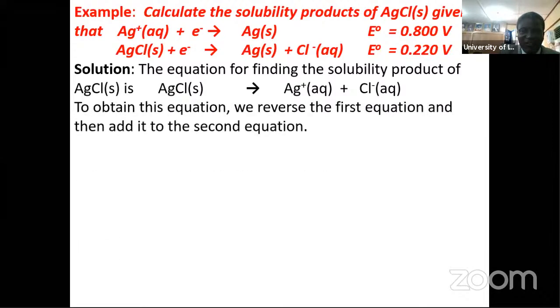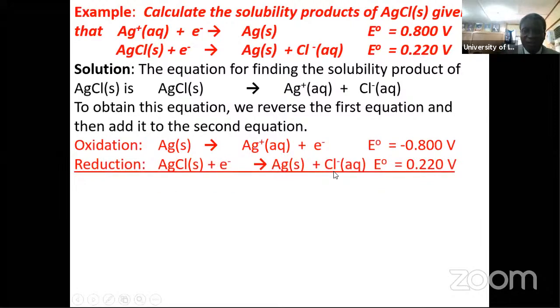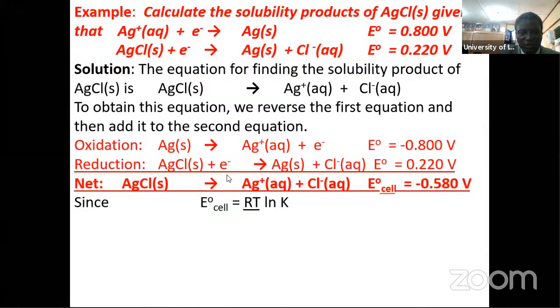If you want to reverse that first equation, that means your Ag solid will be going to Ag plus, and that means this value is going to be negative of what you have here initially. I hope you can see it. So this is going to be negative, and then you bring down the other equation. After bringing this down, you can now find the net equation. If you look at the net equation now, your silver plus here will cancel the silver plus, and your silver solid here will cancel the silver solid here. This electron here will cancel the electron here. Then you have your silver plus aqueous and chloride minus aqueous.